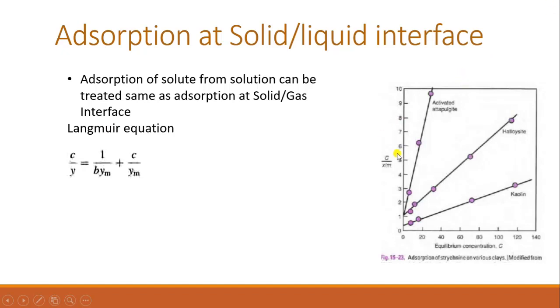So when we plot a graph of C by x/m, now what is C by x/m? C by x/m is C divided by y. So y is equal to x/m, that we have already discussed in previous video. So this is y is equal to mx plus c, and when we plot C divided by x/m versus concentration, we'll have this kind of line. What is this? This indicates adsorption of strychnine on various adsorbents. The smaller the slope of the graph, the higher the amount of adsorption. So this indicates that activated attapulgite has higher adsorption in comparison to the kaolin.